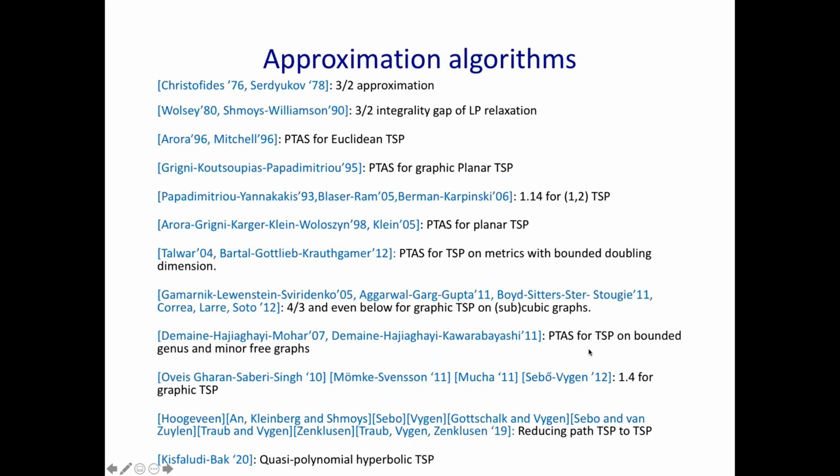The story of approximating this problem began in the 70s when Christofides and Serdyukov independently found three-halves approximation algorithms. And since then, there's been a lot of amazing progress on approximating TSP, for example, in special cases such as planar TSP, where we have a PTAS, and graphic TSP, where we have a 1.4 approximation. However, the general case has remained at 1.5.